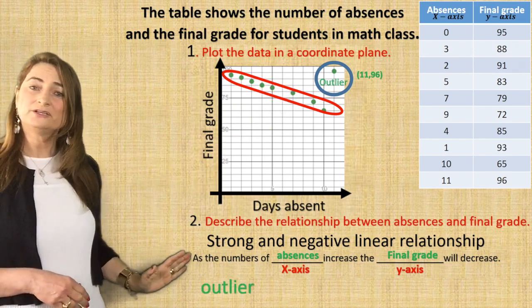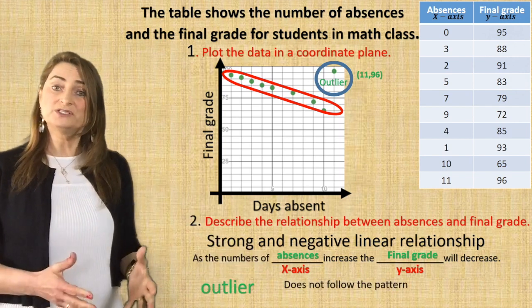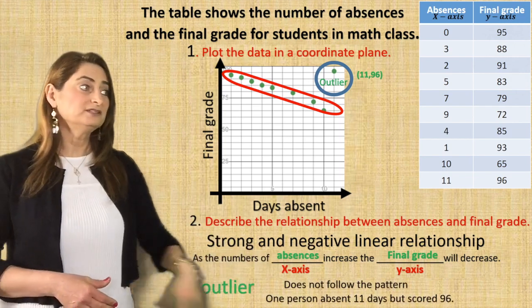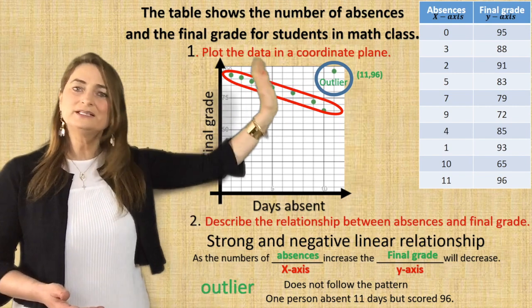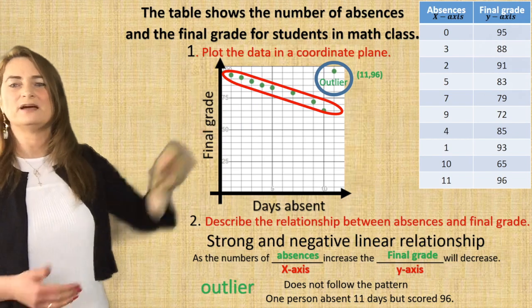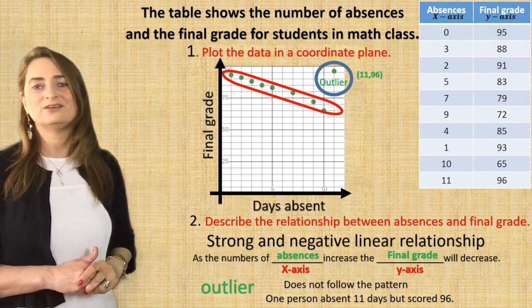And an outlier does not fit the pattern, which means this person who was absent 11 days scored 96. It's the highest score, but it doesn't matter. It doesn't count because it does not fit that pattern. We call it an outlier. It's out of the pattern.